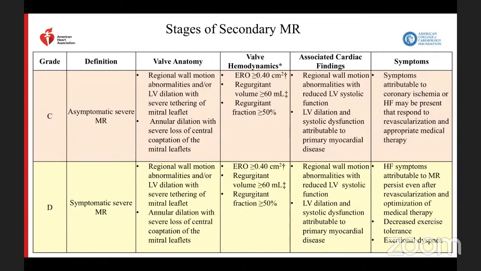Stage C, asymptomatic severe chronic secondary MR, will have regional wall motion abnormalities and/or LV dilatation with severe tethering of the mitral leaflets and annular dilatation with severe loss of central coaptation of the mitral leaflets. For valve hemodynamics, the effective regurgitant orifice area will be equal or more than 0.4 centimeter, the regurgitant volume equal or more than 60 ml, and the regurgitant fraction equal or more than 50%. So same as in the primary MR, same cutoff points, unlike the European guidelines. For regional wall motion abnormalities, might present with a reduced LV systolic function and LV dilatation and systolic dysfunction attributable to primary myocardial disease, and the symptoms usually due to coronary ischemia or heart failure that may respond to appropriate intervention.